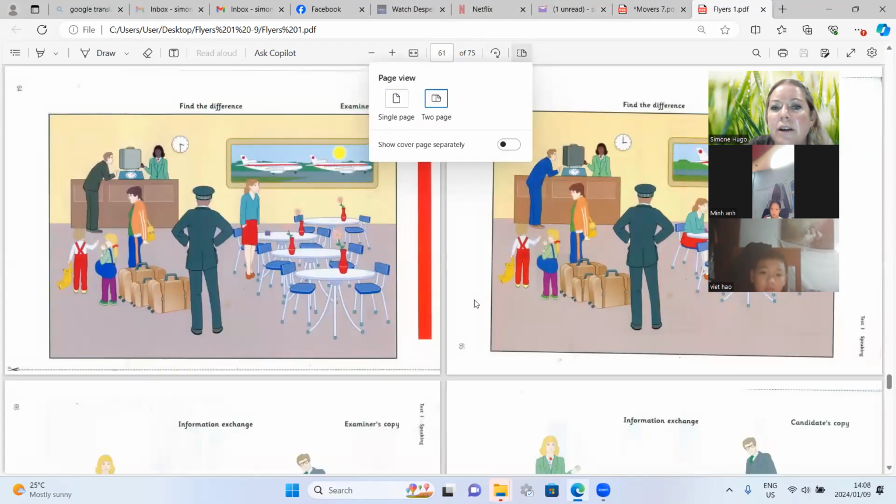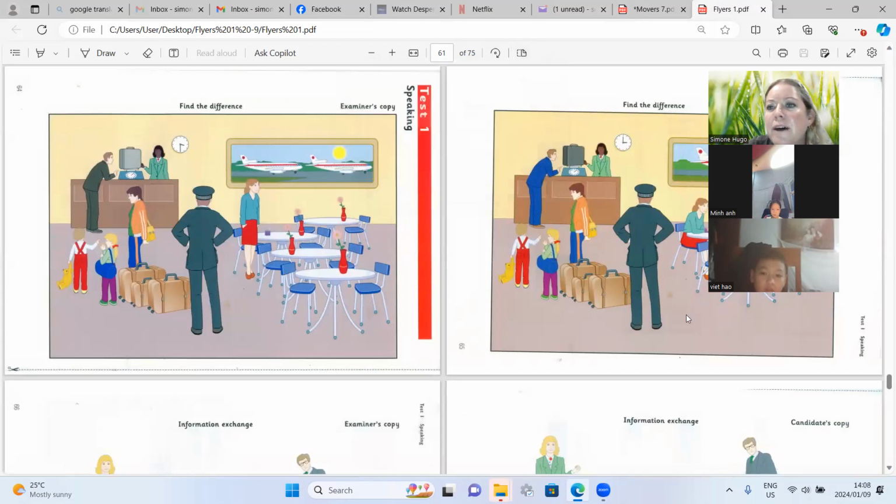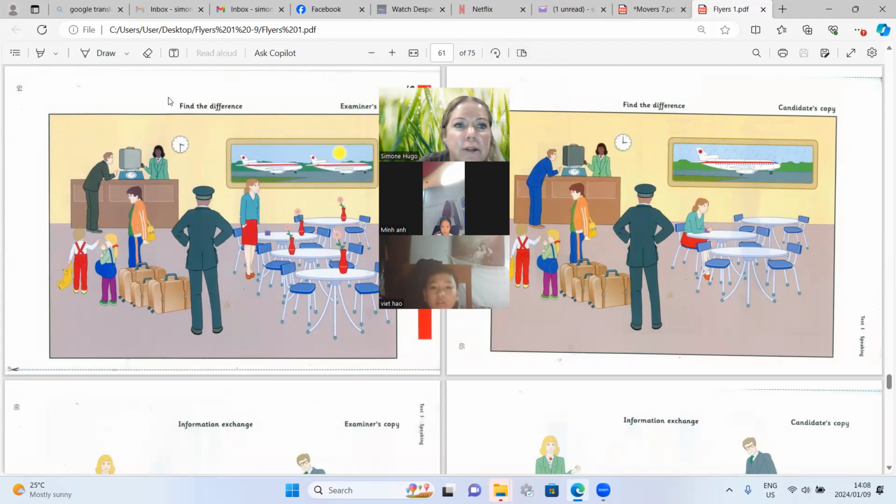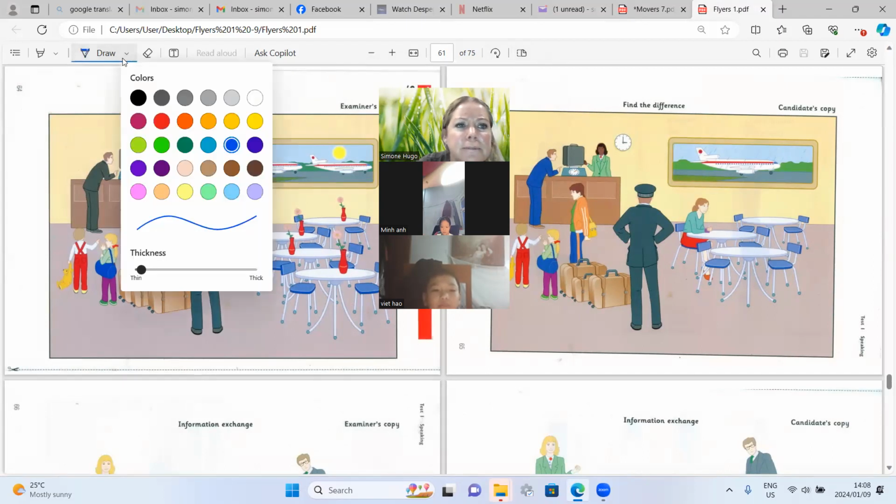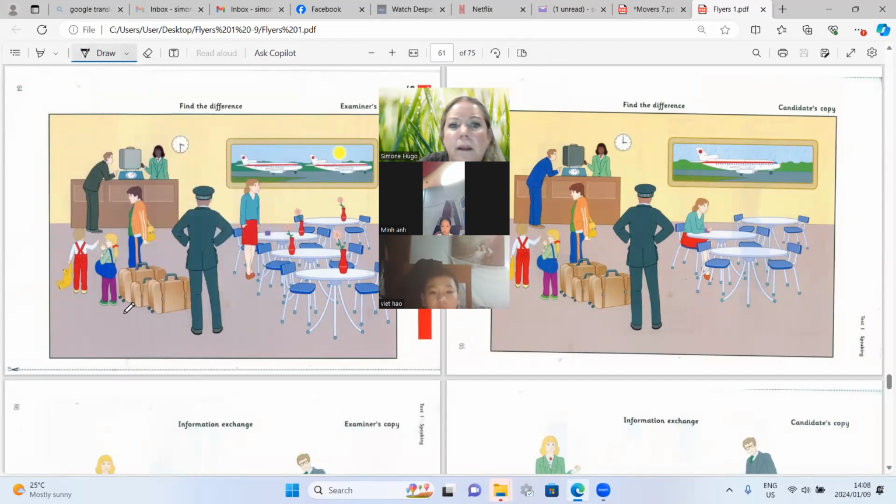In this picture, there are more than five differences, but I'm only going to ask for five, okay? So let's look at it quickly. Minh Anh, I think you've done this. So can you tell me? In the first picture, there are two boats. There are two planes, but in the second picture, there is one plane.